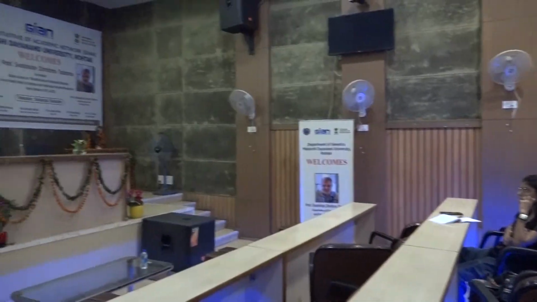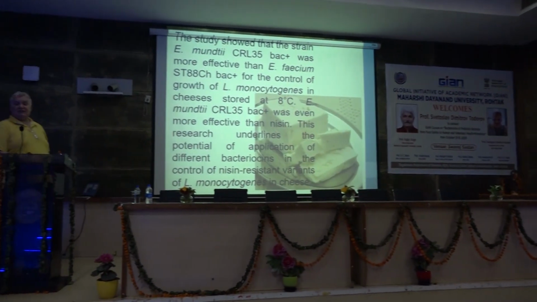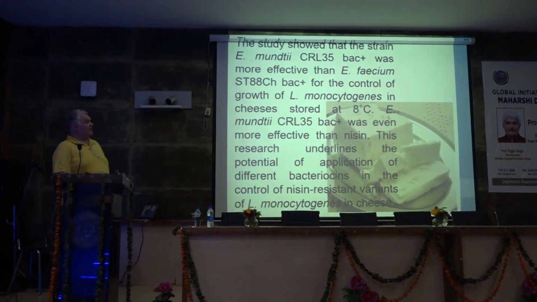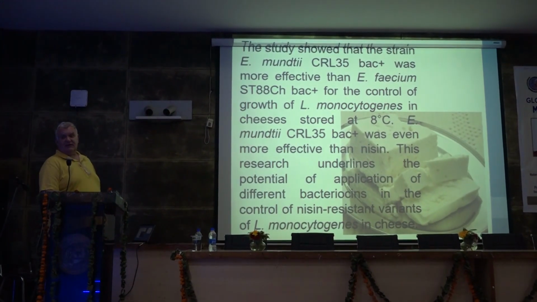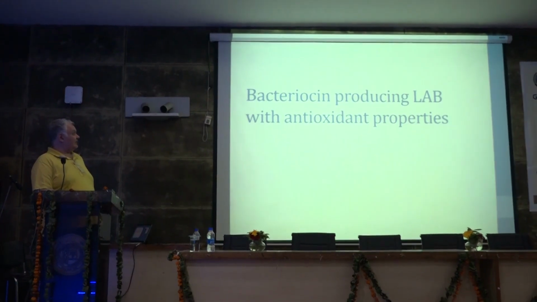So the moral of the story, we can do the pre-selection, we can have the strains that are able to inhibit Listeria and even eliminate Listeria fully from the food product because of the production of the antimicrobial peptides.